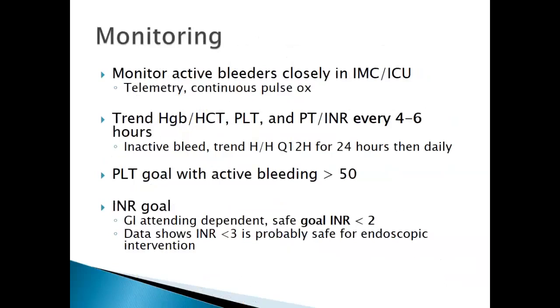For the interns, we generally recommend for active bleeders, hemoglobin, hematocrit, platelets, and INR be trended every 4 to 6 hours. For an inactive bleeder, a history of bleeding with nothing observed, you can probably get away with trending every 12 hours for a day, make sure there's nothing scary going on, and then you can switch to daily.